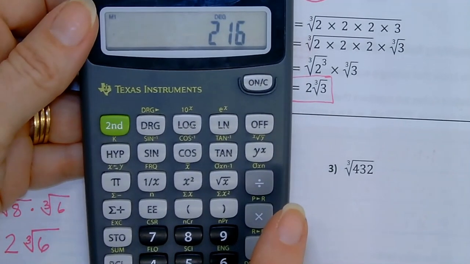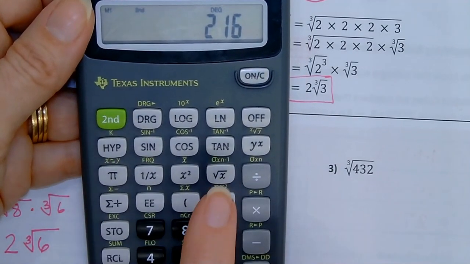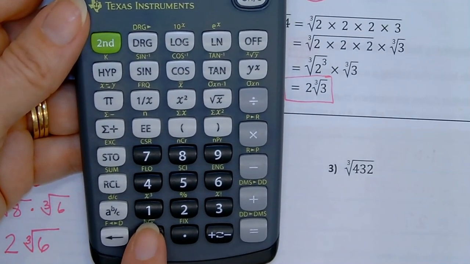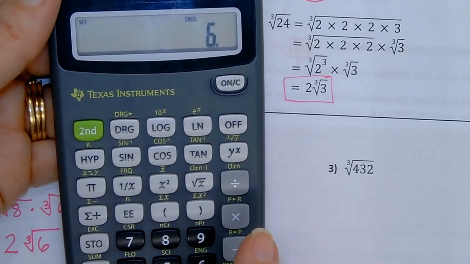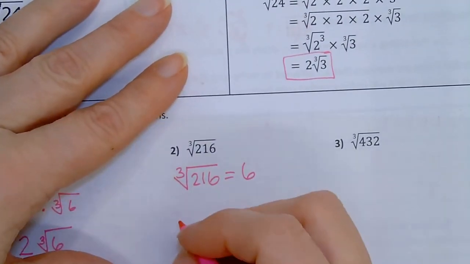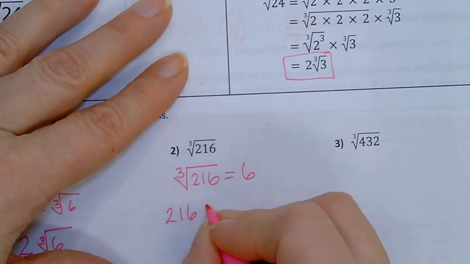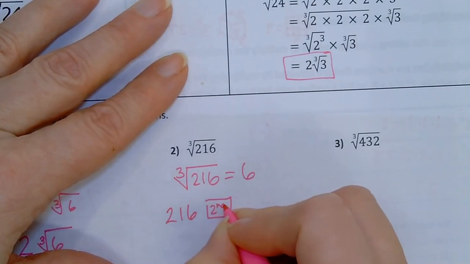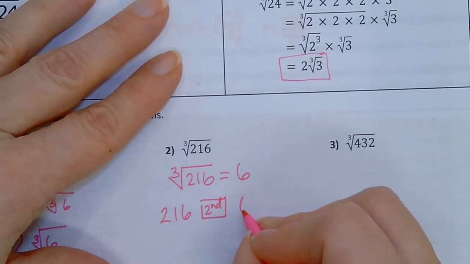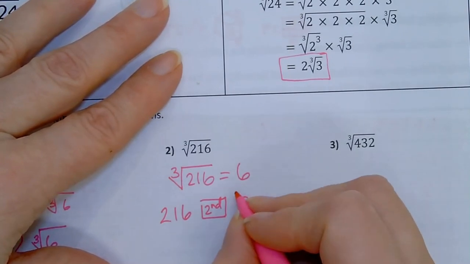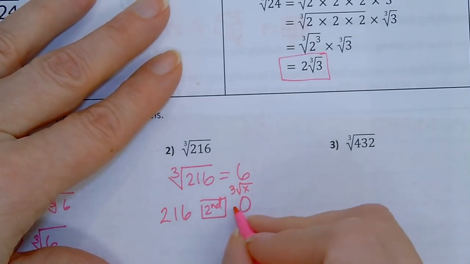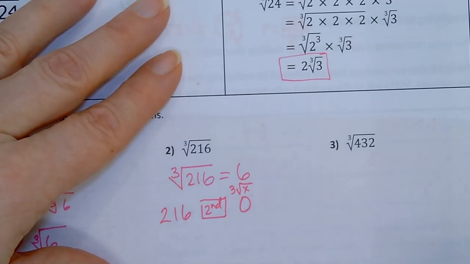The 0, if you look, really does say cube root of x. So I put in 216, press the second function button, which is either yellow or green on the school computers, and then press the 0 because above the 0 it says cube root of x. It will pop out the answer 6 that you're looking for.